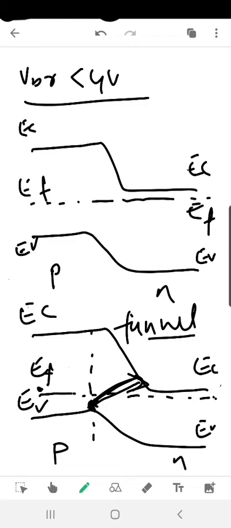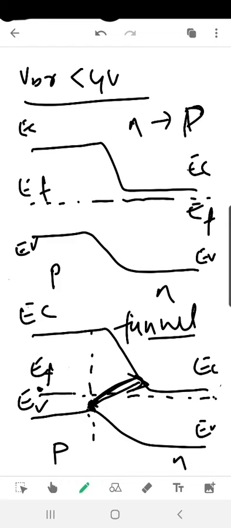This will result in a reverse current, and the direction of the reverse current will be from n side to p side. The current will flow from n to p. Why? Because the minority electron is tunneling from p to n, and the direction of current is opposite to the direction of electron. So we will have this tunneling process, and there will be a reverse current which will flow from n side to p side.